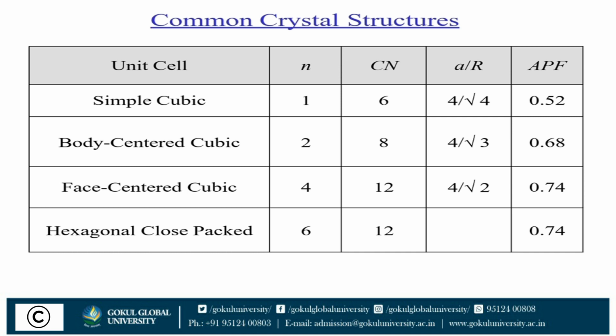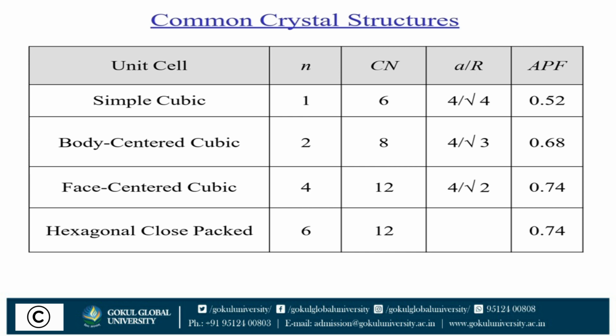So common crystalline structures, you can see in this table. The simple cubic structure has atomic number n equal to 1, coordination number 6, atomic radius 4 divided by root 4, and atomic packing factor 0.52. In a BCC, n is 2, coordination number is 8, the radius is 4 divided by root 3, and atomic packing factor is 0.68.